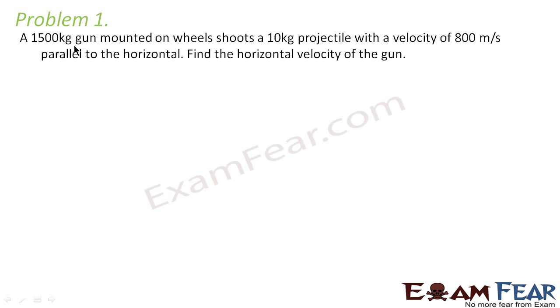A 1500 kg gun mounted on wheels shoots a 10 kg projectile with a velocity of 800 meter per second parallel to the horizontal. Find the horizontal velocity of the gun. So in this case, what are the values that are already given in the problem? We have two objects here. One is the gun and the other one is the projectile. So mass of the gun is, let us suppose, M1, given as 1500 kg. Mass of the projectile, that is M2, is given as 10 kg.